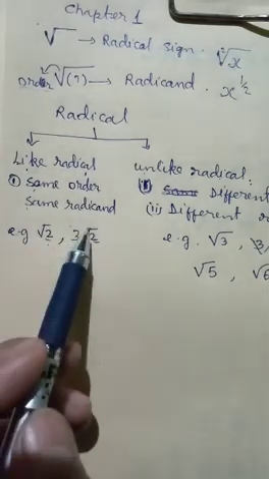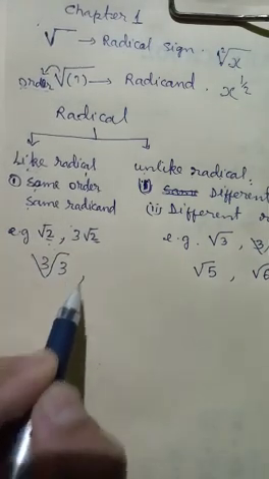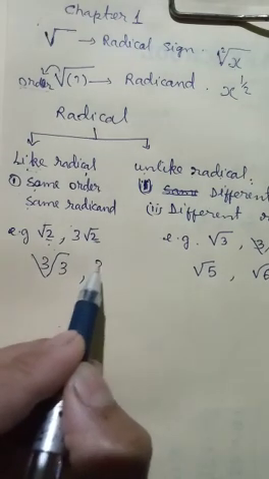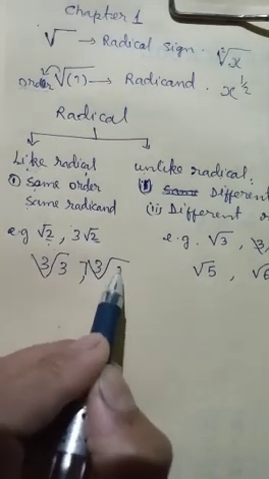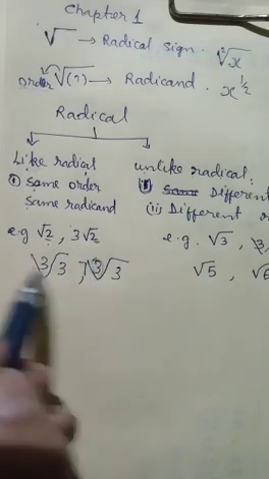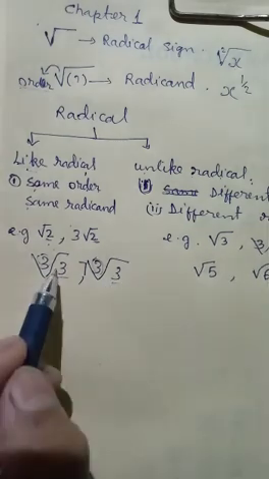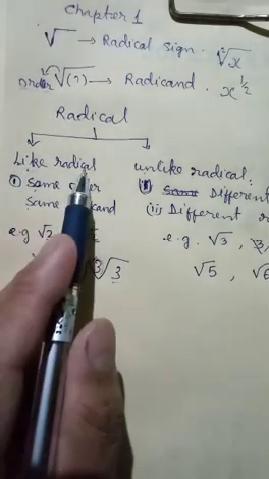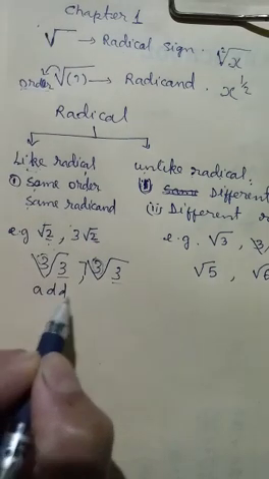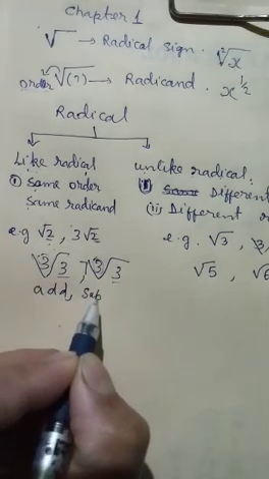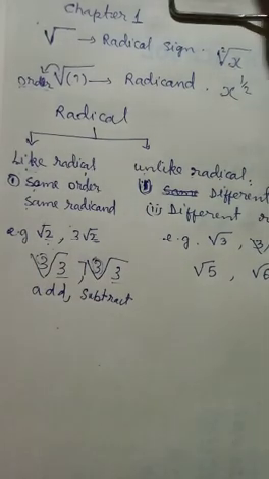I may write it like that also, no? 3 to the power 3. Then I may write 7 or something to the power 3. There you see, the order here is 3, the same, and the radicand is the same. So this kind we call like radicals. When we have this kind, remember we can add them, we can subtract them, we can plus, we can minus.